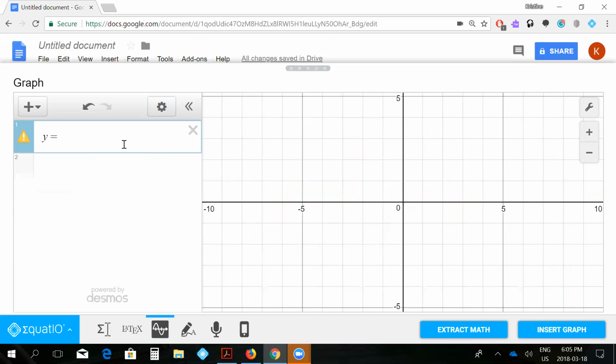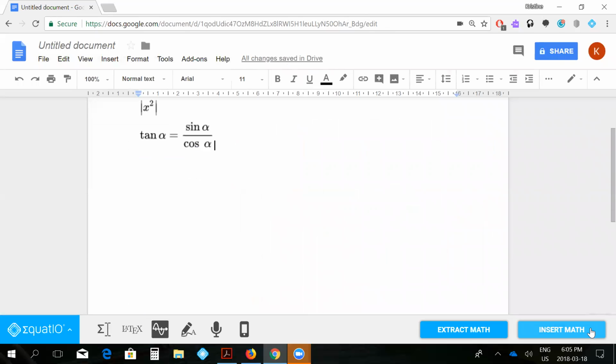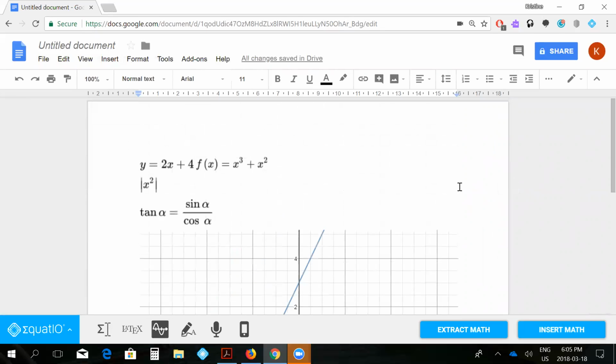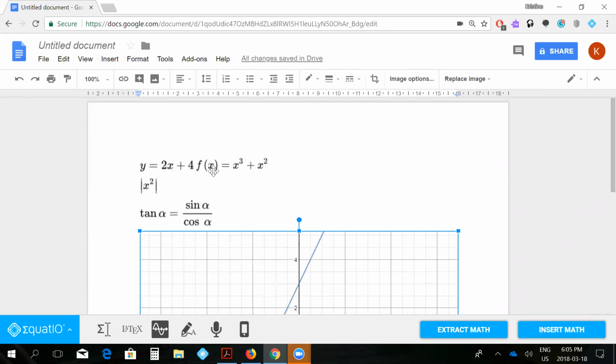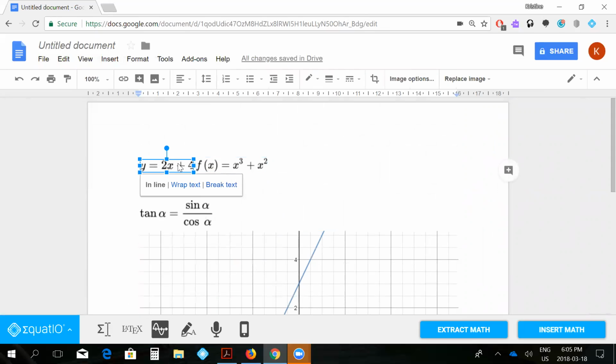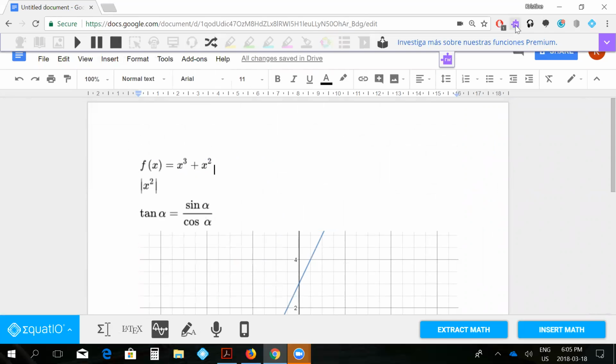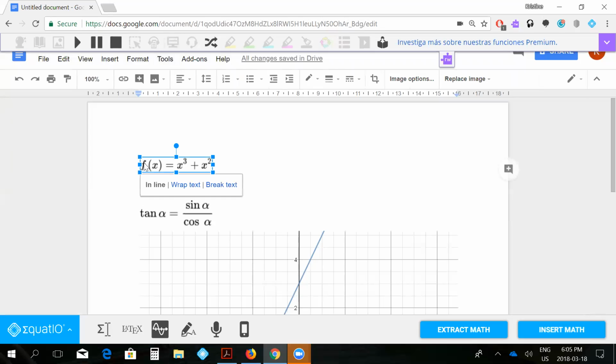Y equals 2x plus 3, simple linear equation. Insert the graph, and you could insert it right into your document. So there's our graph. Okay, so I'm just going to delete this. And then we're going to see how we can use it with read and write. And then we're going to press play.